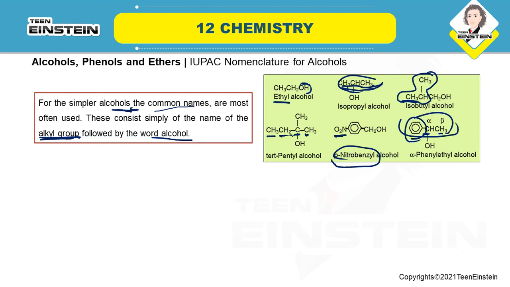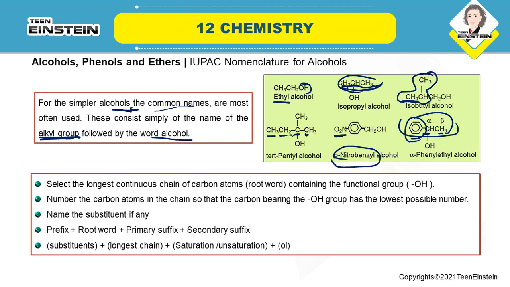Suppose the alkyl group is CH2CH3, then simply the name is ethyl alcohol. That is the first example. But here one hydrogen is replaced by a phenyl group, and which hydrogen? It is the alpha hydrogen with respect to OH. So that is why alpha phenyl then ethyl alcohol. So in this way we can use the common names. That is, you have to write the alkyl group first, followed by the word alcohol.